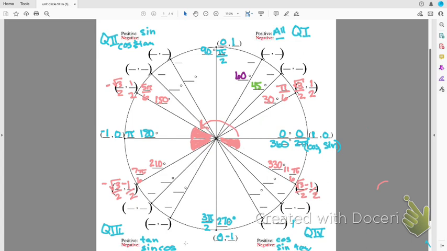This chart doesn't seem too bad, does it? Because if I know 30, do I know 150, 210, and 330? Yeah.